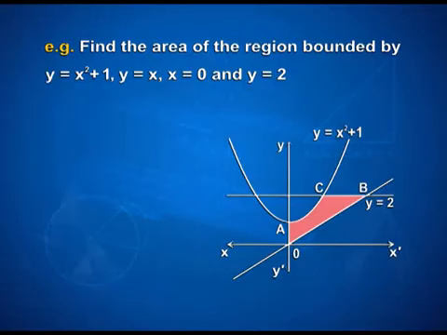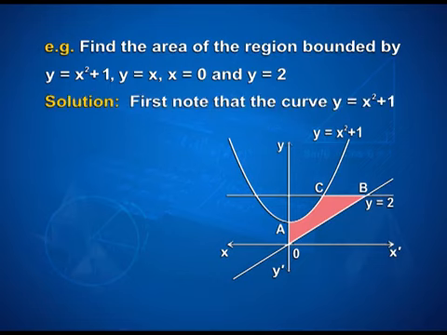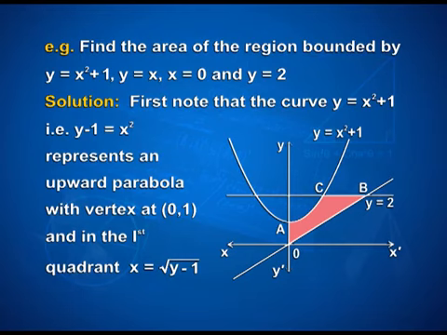Now, let us look into one more example. Find the area of the region bounded by y = x² + 1, y = 2, x = 0. For the solution, first note that the curve y = x² + 1, that is y − 1 = x², represents an upward parabola with the vertex at (0, 1) and it is in the first quadrant. x = square root of (y − 1). The shaded area is to be calculated here.